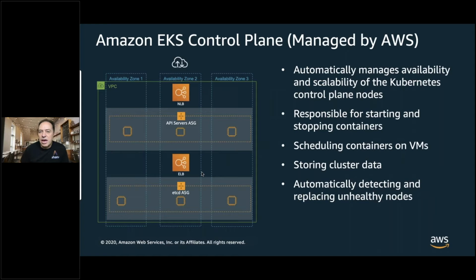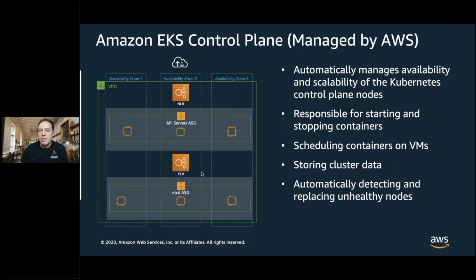A typical EKS deployment of the control plane, I have a quick diagram here that shows you a single VPC, and it's deployed across 3 availability zones for high availability. There's a network load balancer in front of it to distribute traffic evenly across the availability zones.